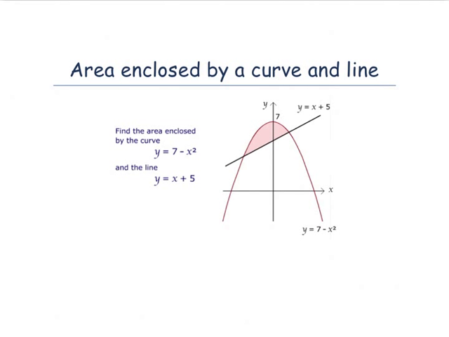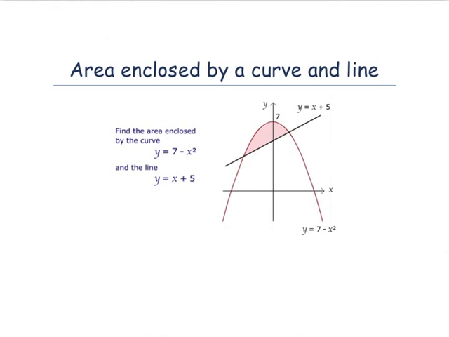Area enclosed by a curve and a line. Now we've looked at how to find the area under a curve by using integration and then substitution in two limits. What we're asked to do here is find the area enclosed by the curve and this line. The curve has the equation y equals 7 minus x squared, and the line has the equation y equals x plus 5.